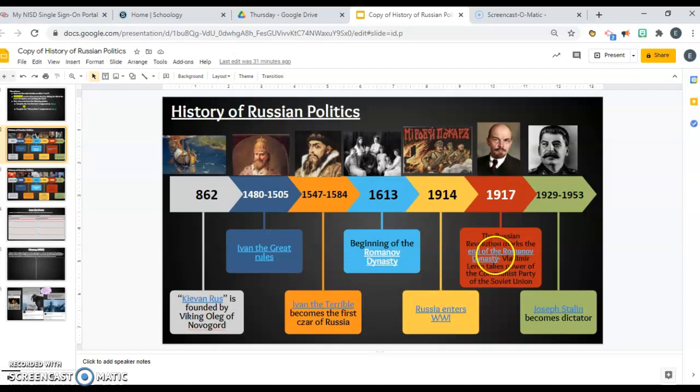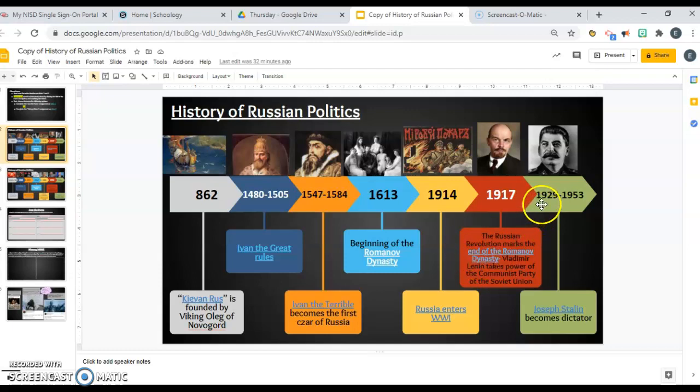1917, the Russian Revolution marks the end of the Romanov dynasty. Vladimir Lenin takes power of the Communist Party of the Soviet Union. So basically, when these revolutionaries during the revolution, when Lenin comes to power, it'll mark the end of this family. In fact, Nicholas II was the Tsar, or the leader at that time in that family, but his dynasty will definitely come to an end once Lenin captures their family.